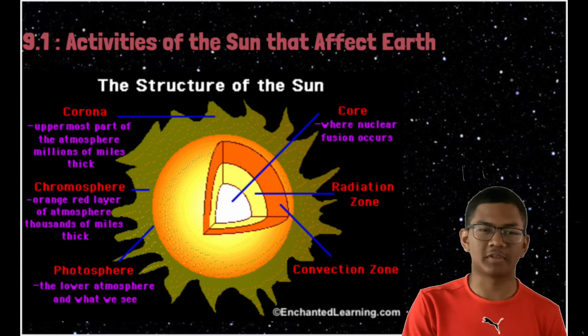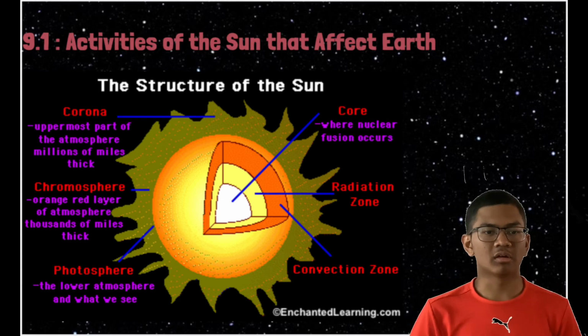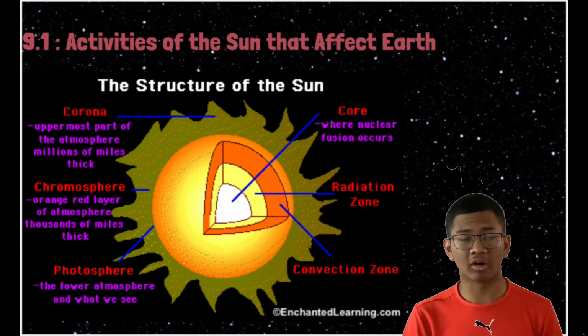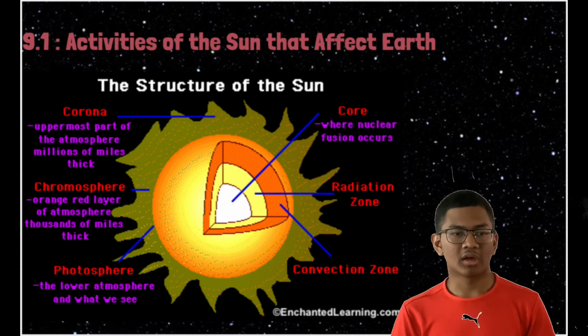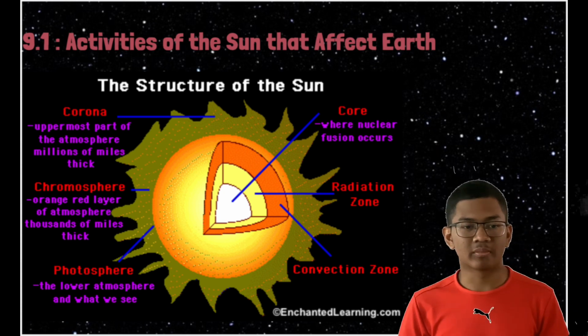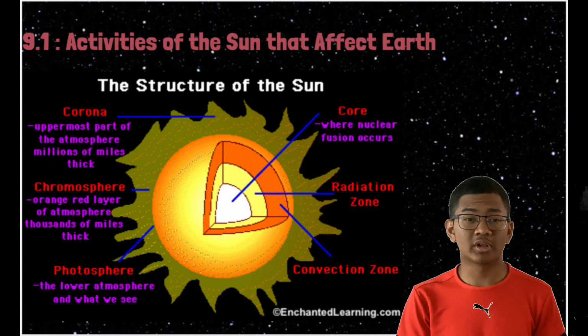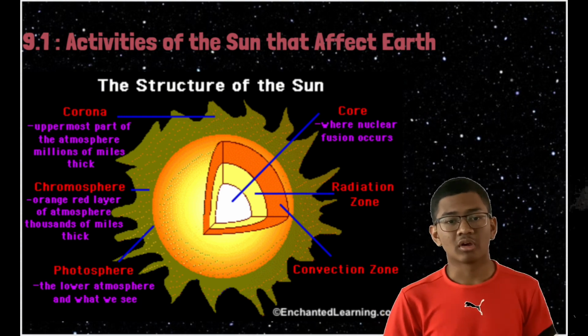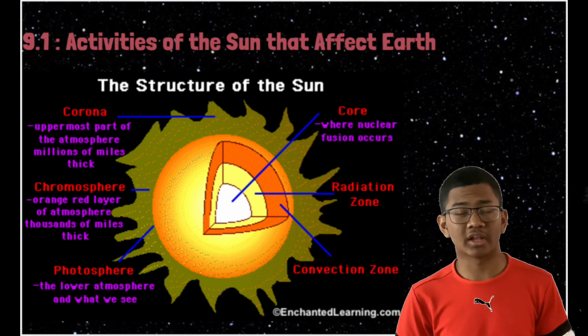Firstly, let's study the activities of the sun that affect the Earth. The sun appears as a ball of glowing gases that consists mostly of hydrogen and helium. Let's look into the structure of the sun. There are three layers that form the sun's atmosphere: the corona, chromosphere, and photosphere. And then we have the convection zone, radiation zone, and core of the sun.